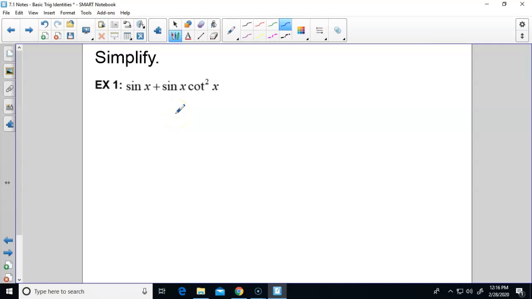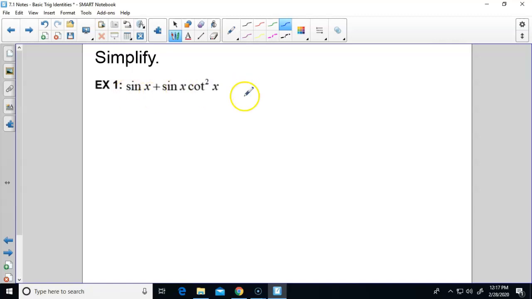The next thing that you're going to be asked to do is simplify trig identities. So basically, you're using those identities that we know, and you're replacing them with another known fact so that we can simplify this expression. So, for example, here I've got sin x plus sin x cotangent squared x.